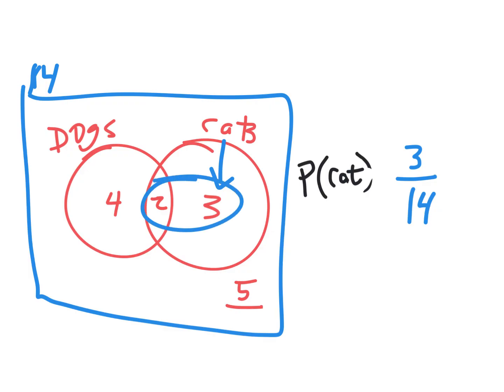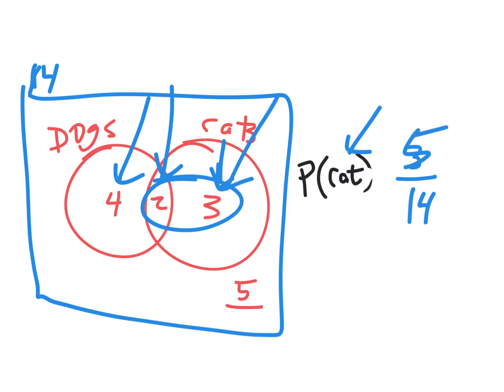And I know people are like, but they have dogs too. The question is just, do you have a cat? That's what this is. Probability of cat. You ask these people, do you have a cat? No. Do you have a cat? Yes. Do you have a cat? Yes. So then it's 5. Those 3 and the 2 together. All right.